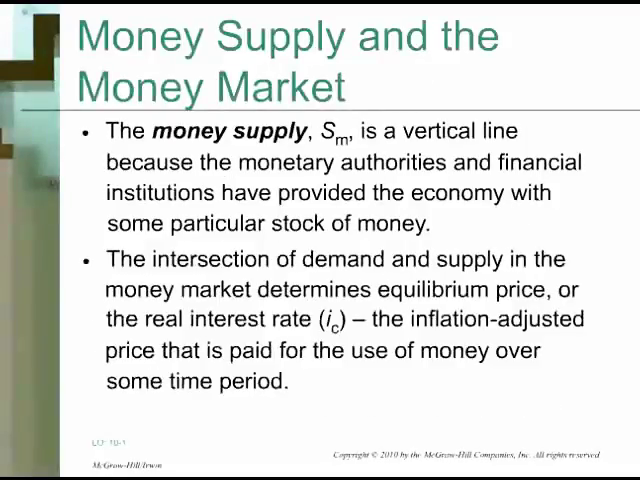The money supply is a vertical line because the monetary authorities and financial institutions have provided the economy with some particular stock of money. The intersection of demand and supply in the money market determines the equilibrium price, or the real interest rate, the inflation-adjusted price that is paid for the use of money over some time period.